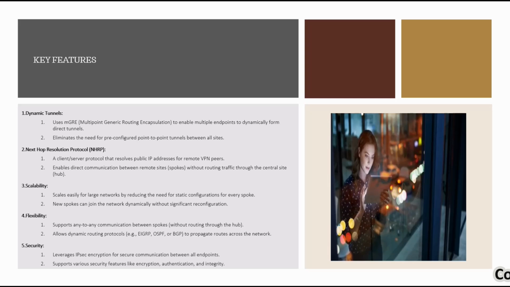DMVPN, as we know, is flexible. It supports any-to-any communication between spokes without routing through the hub. It also allows dynamic routing protocols like EIGRP, OSPF, or BGP to propagate routes across the network. Number 5 is security. It leverages IPsec encryption for secure communication between all endpoints. It supports various security features like encryption, authentication, and integrity.